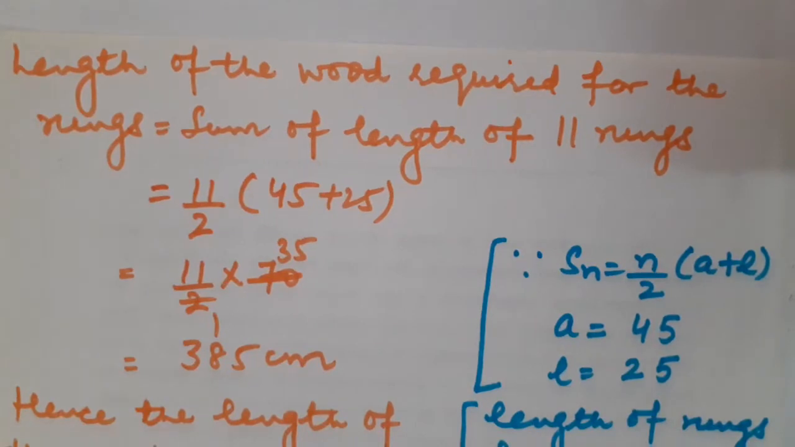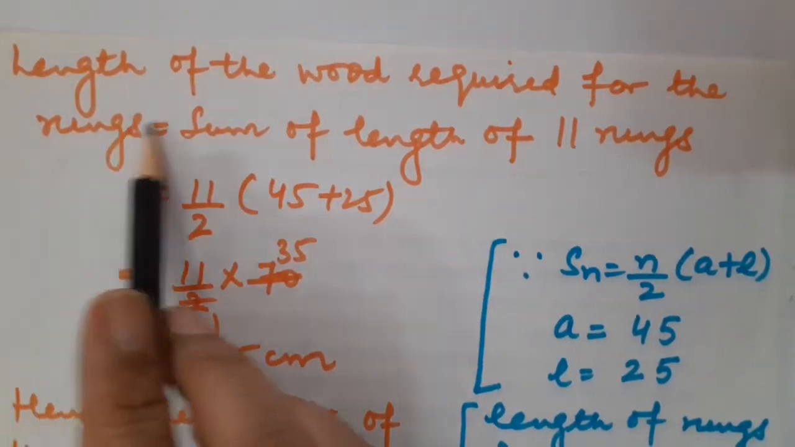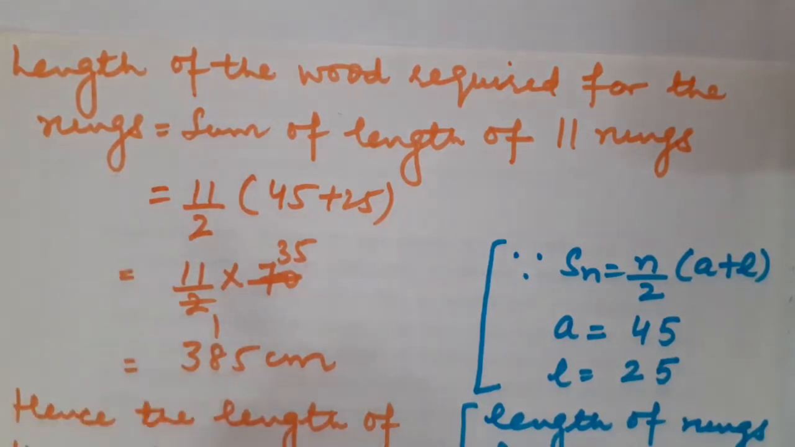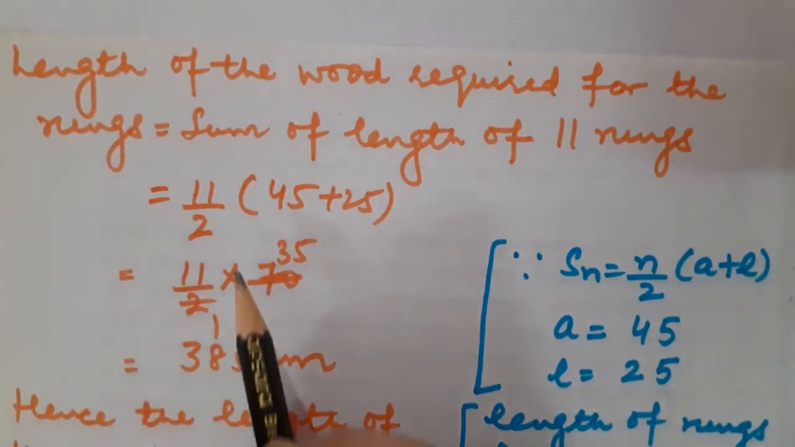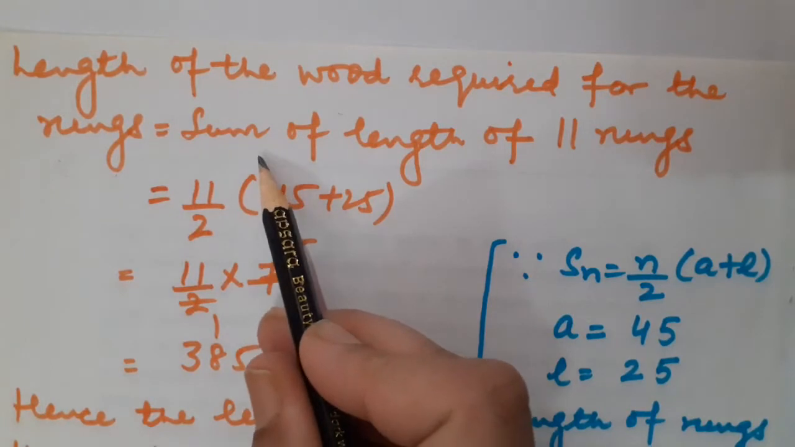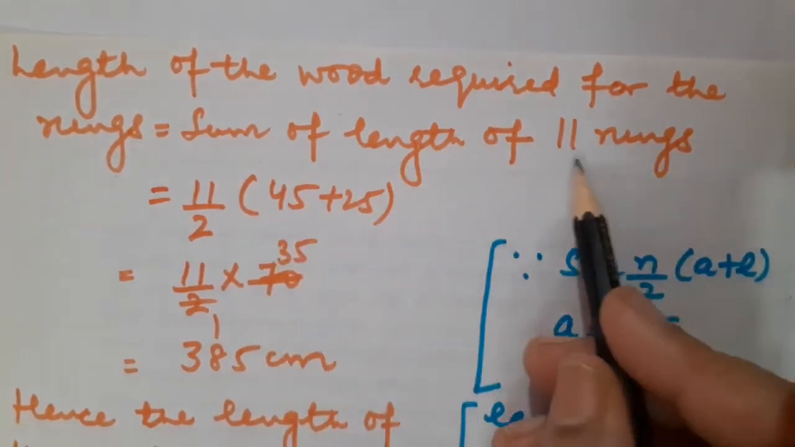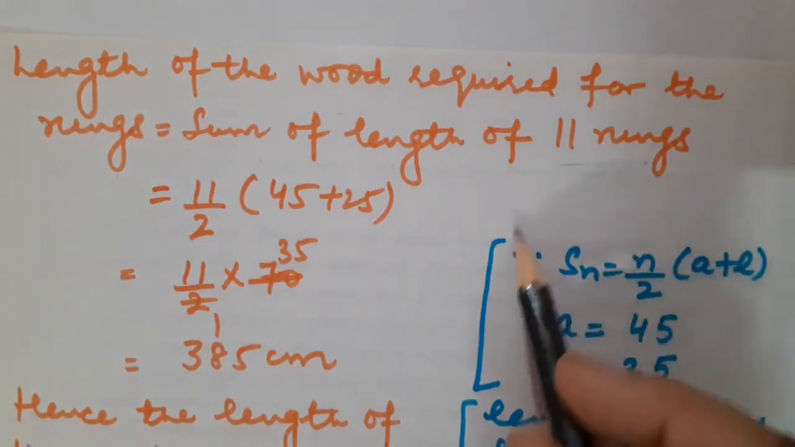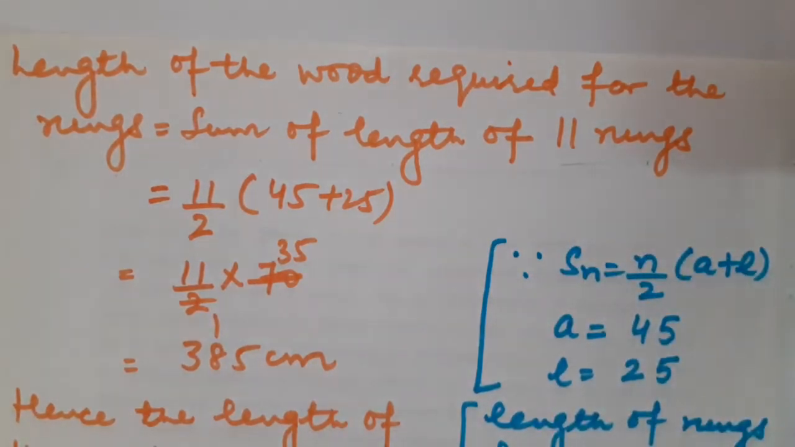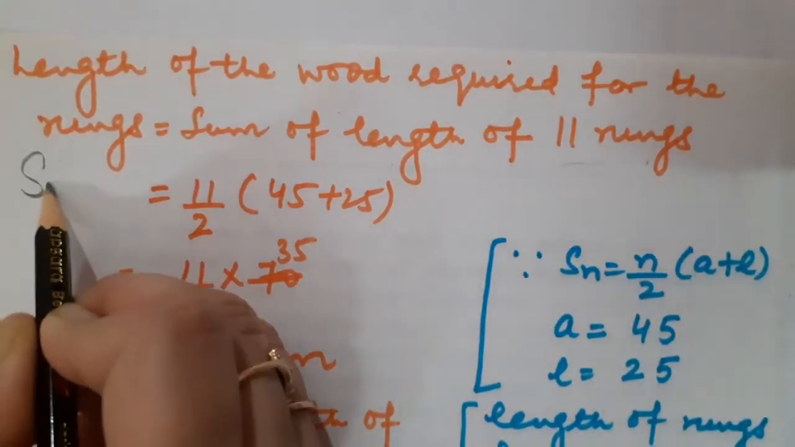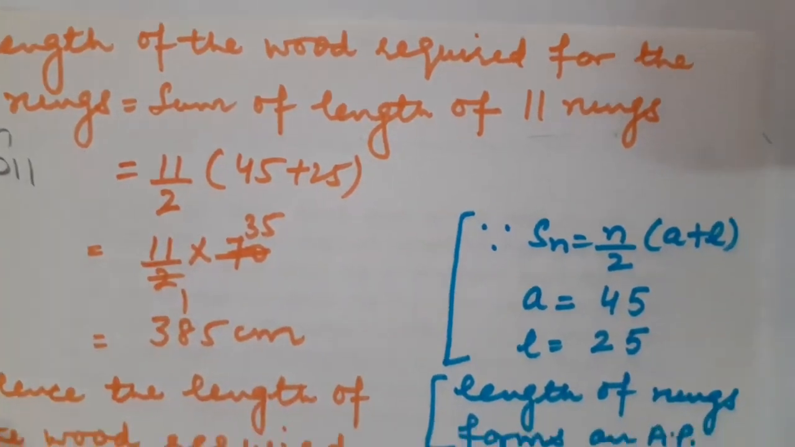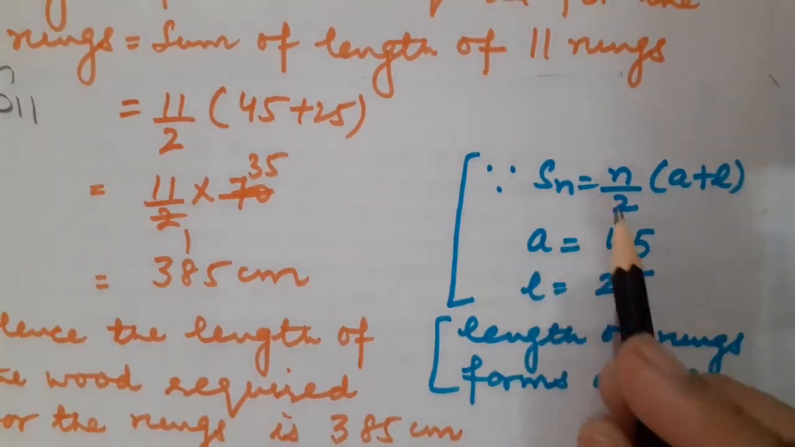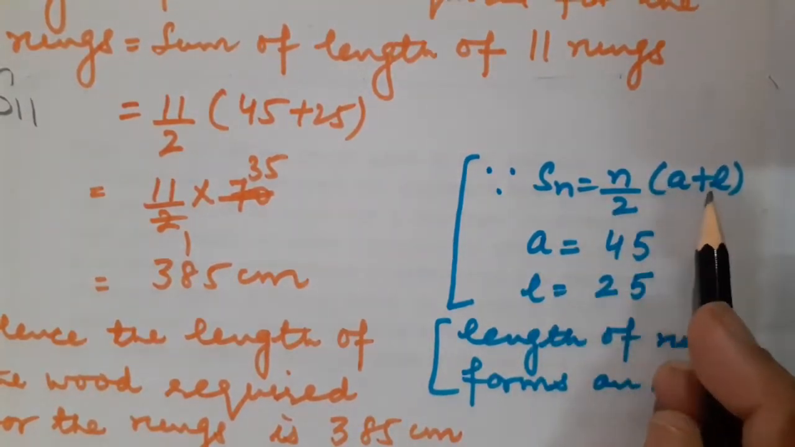Now, we will have to calculate the length of the wood which is required for the rungs. Fine, the total length we want of the wood. So that means we will have to calculate the sum of the length of 11 rungs, which we have just calculated. So I will have to calculate S11. What I have to calculate, children? S11. So let us recall the formula of Sn first. Sn is equal to n by 2 into a plus l.